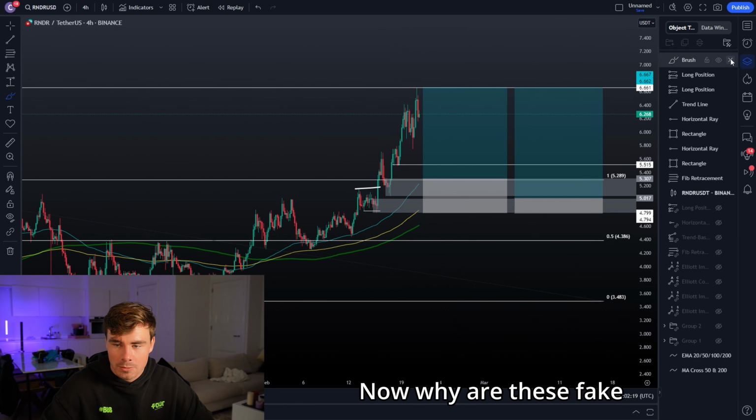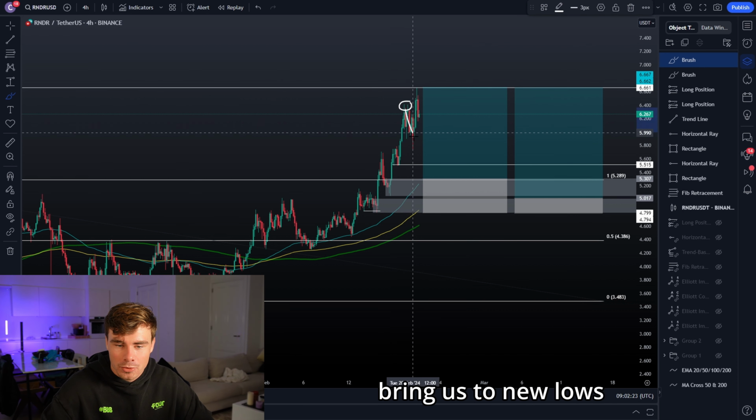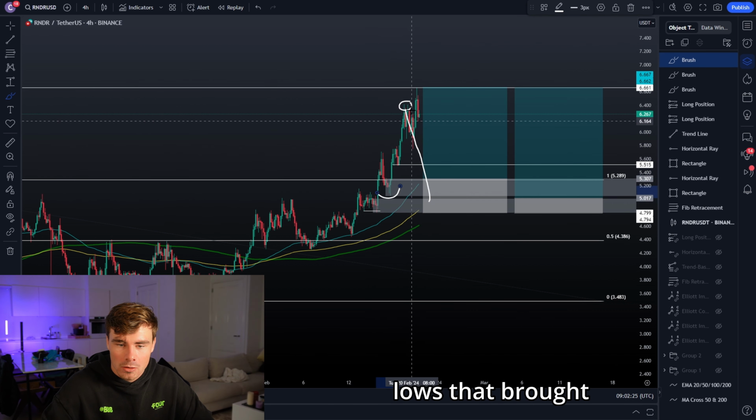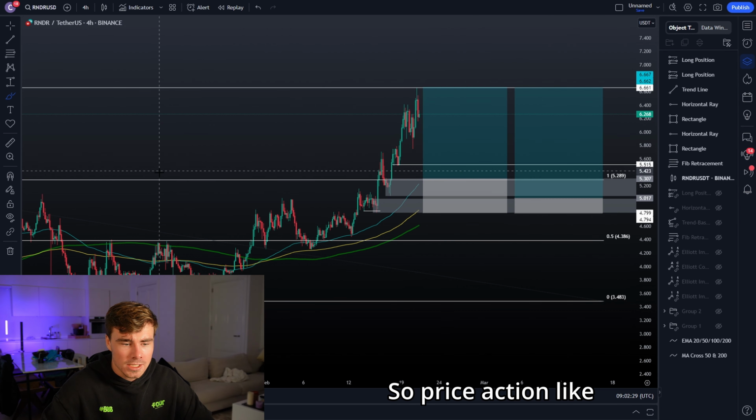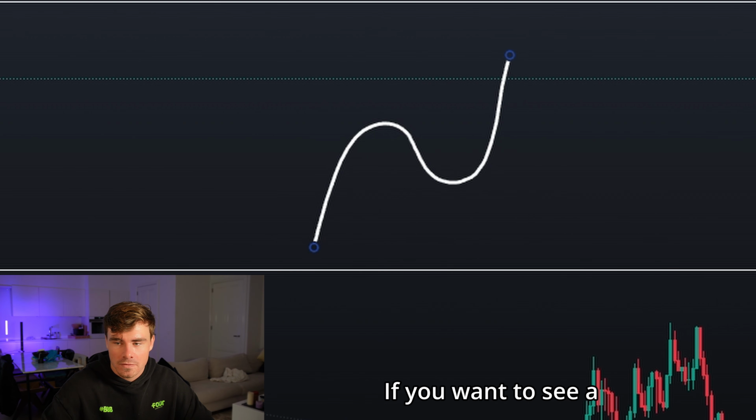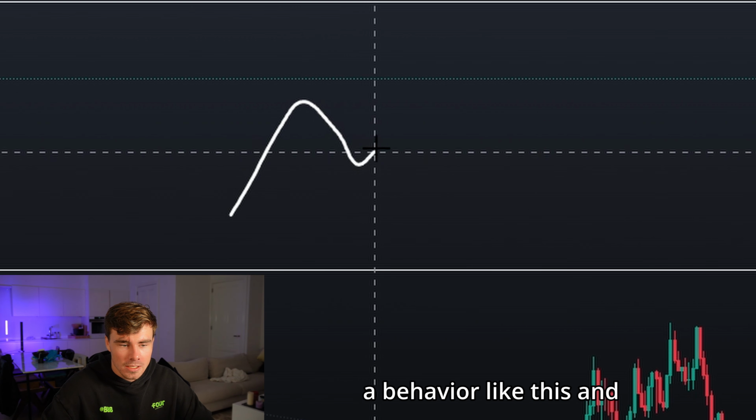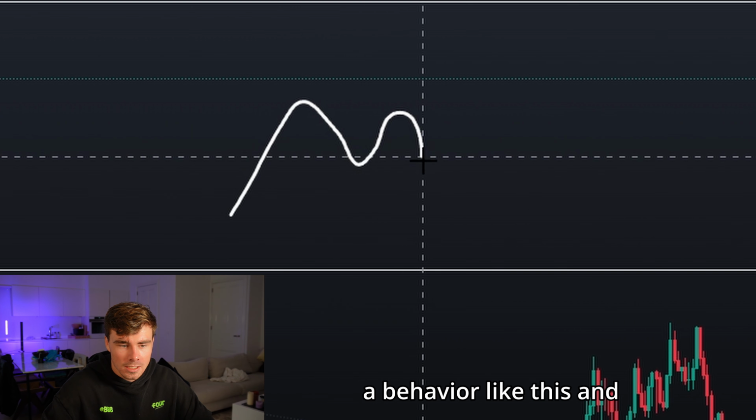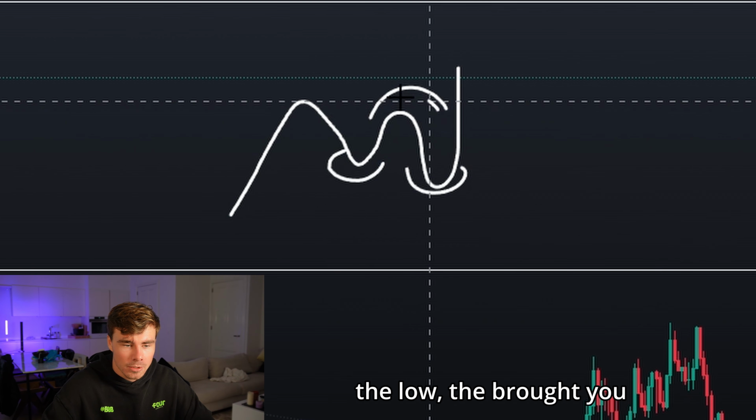Now why are these fake break of structures? Because these highs that we break through did not bring us to new lows compared to the lows that brought us to that high. Okay, so that is very important. So price action like this isn't a valid break of structure. If you want to see a valid break of structure to the upside, you need to have some kind of behavior like this, and then break the high that brought you to a fresh low compared to the low that brought you to that high.